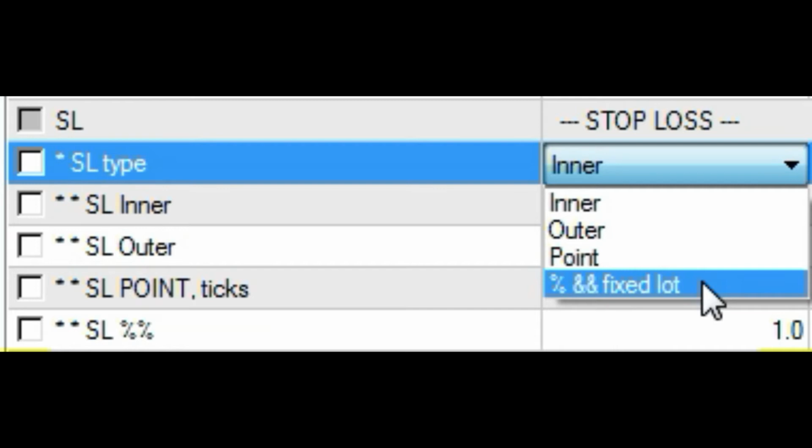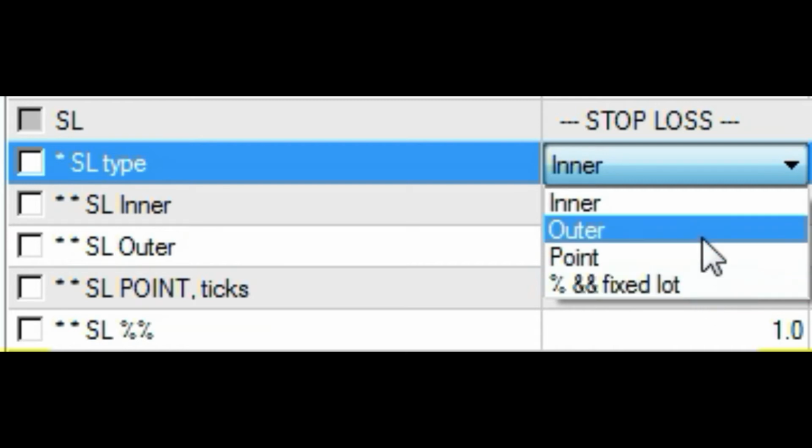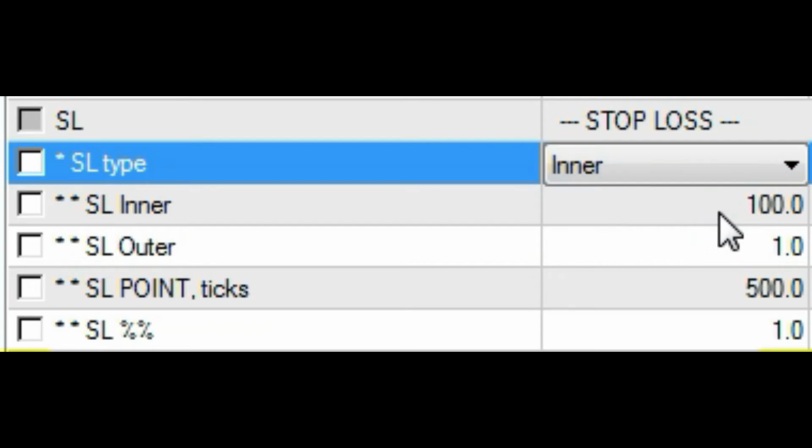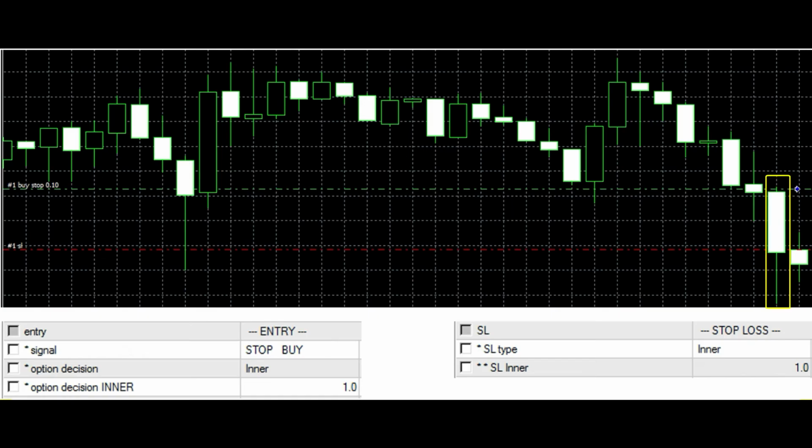Inner, outer and point work the same as for entry position. It goes just the opposite way from entry. First option is inner. I will insert value of 1. Here you can see an example of stop loss when using stop limit entry.